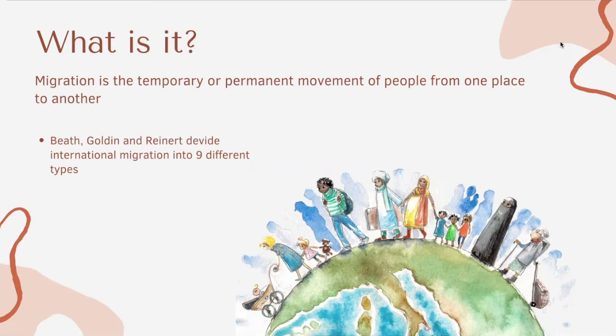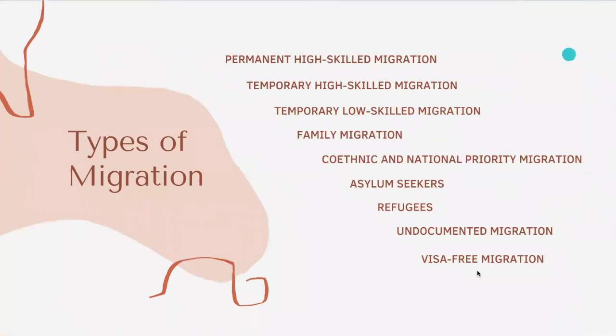Beth, Golden, and Maynard divided international migration into 9 different types. These are all of the types. The first is high-skilled migration, which is divided into two: permanent and temporary high-skilled migration.